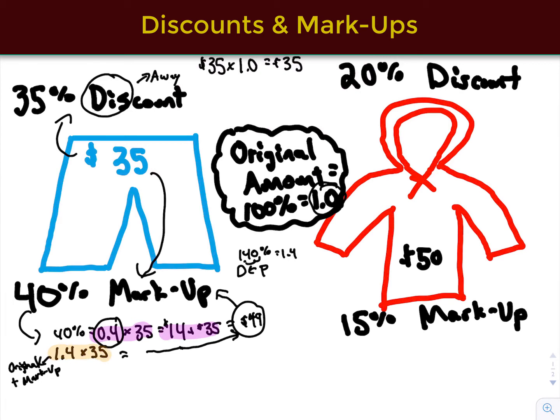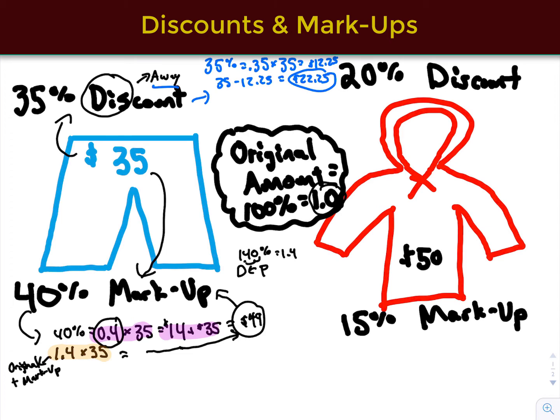Discounts work in a similar way. And basically with the discount, I'm going to convert this to a decimal, which would be 0.35 times the $35. And that's going to get me $12.25. And because it's a discount and I'm taking away, remember, away from the price, I end up taking $12.25 away from 35, which would give me a price of $22.25, and that's my answer.